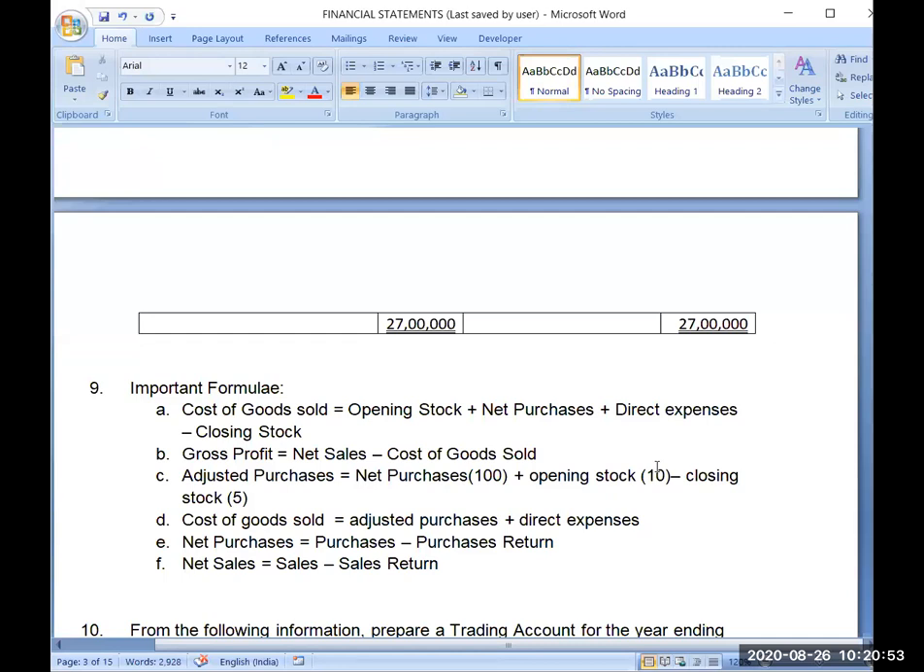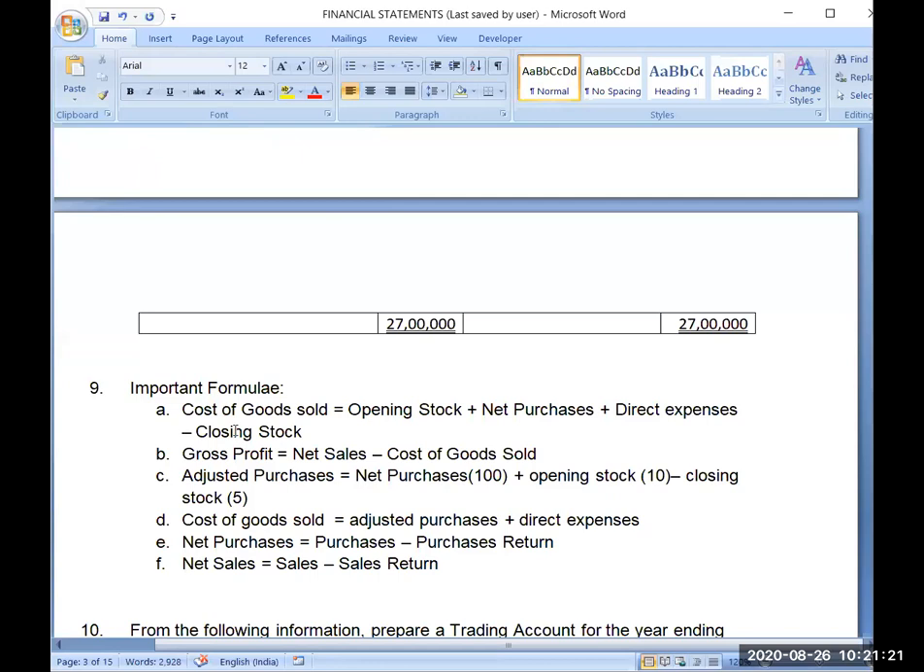Point number C, point number A. Yes, very good, very good. Okay. Now see, point C is also having a formula in which closing stock is there, and point number A is also having a formula in which closing stock is there. Point number A is the formula of cost of goods sold.